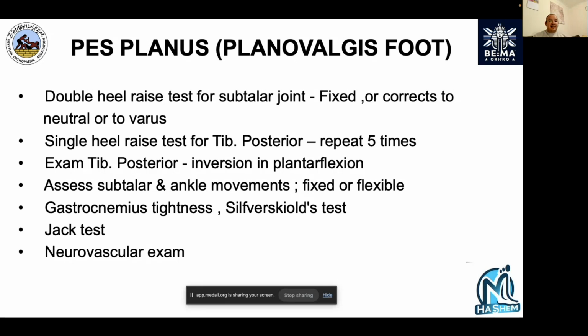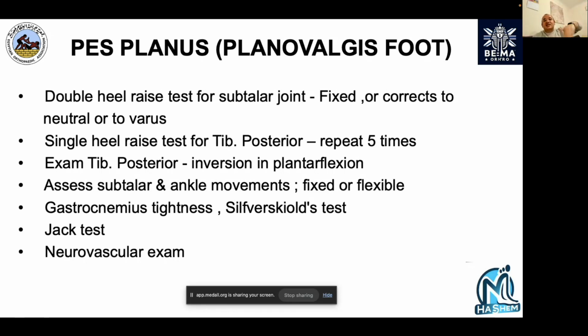The single heel rise test is basically to test the tibialis posterior tendon. And you cannot test it once, because sometimes the tibialis posterior is not absent or ruptured, but it's actually weak. And to get the weak muscle to explain itself, you have to repeat this heel rise at least 5 times, or ask the patient to go on tiptoe and stay there for like 20-30 seconds.